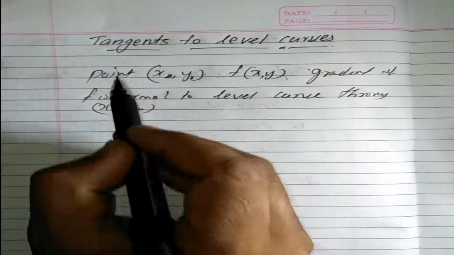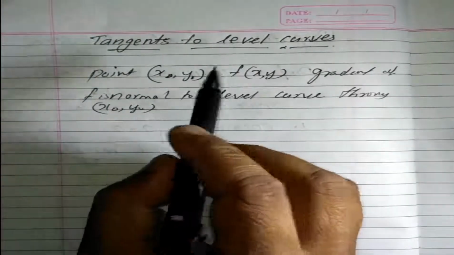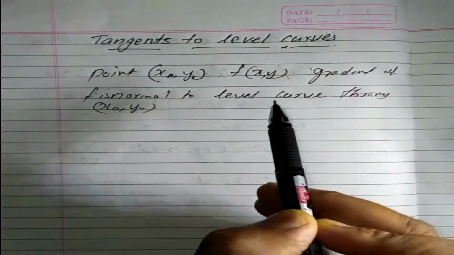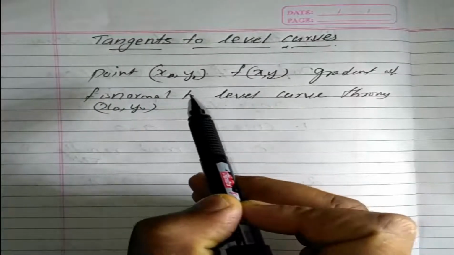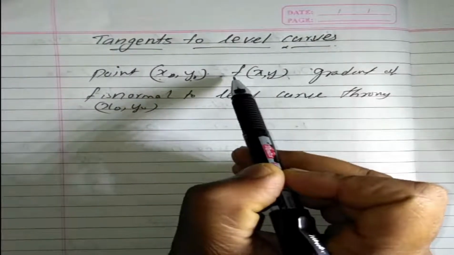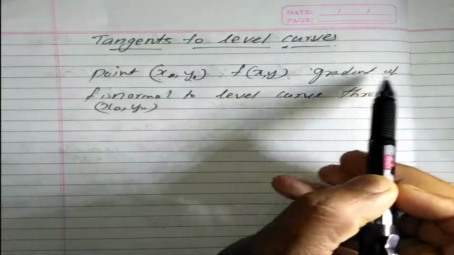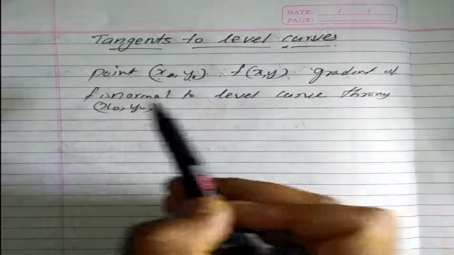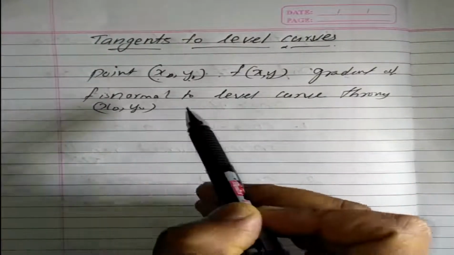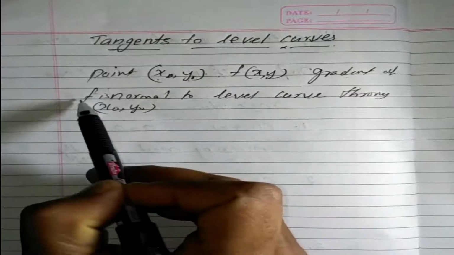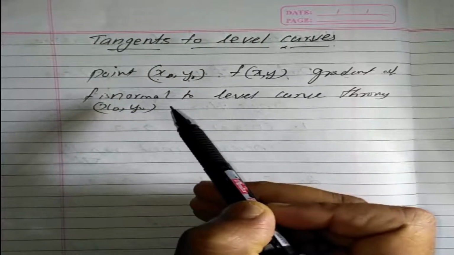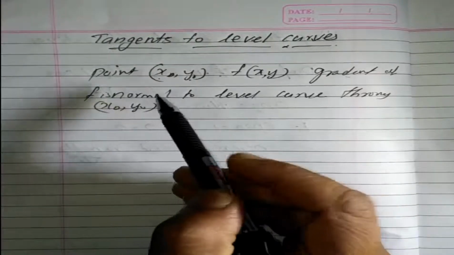That means the level curve passes through a point of x y, in two dimensional space. We want to find the equation of the tangent line to a level curve at the point x naught y naught in the domain of f. The gradient of f is normal to the level curve through x naught y naught. This means the gradient of f is normal to the tangent vector.